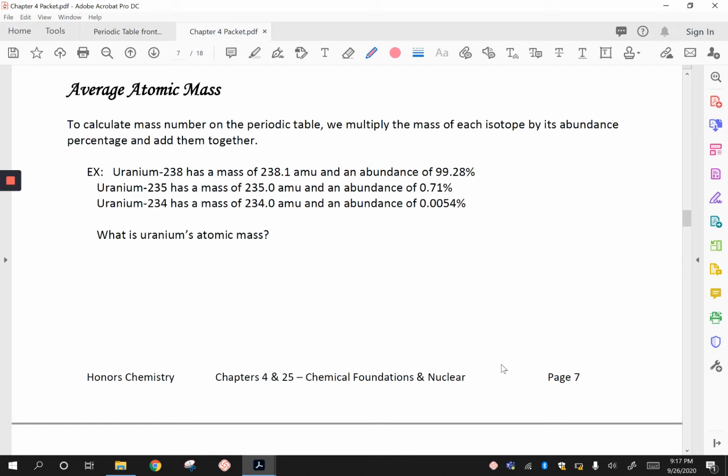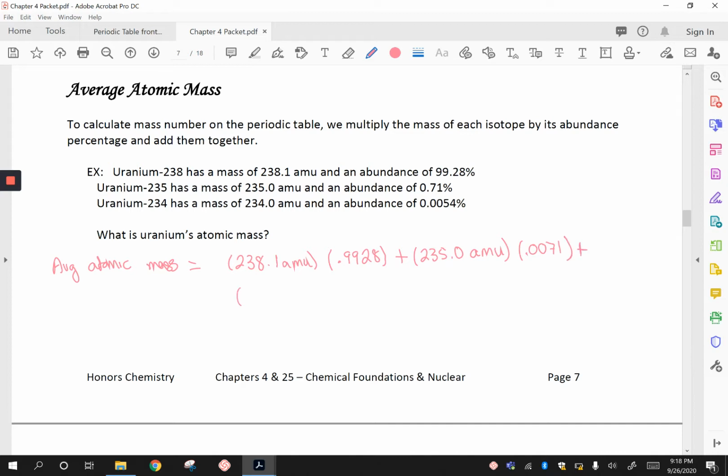We want to know what is the average atomic mass of uranium, like the number that actually goes on the periodic table. So here's what we do. We add up the mass of each of the isotopes multiplied by its abundance. So we start with the first isotope. Average atomic mass equals the mass of the first isotope, 238.1 AMU, multiplied by its abundance. Now, if you remember, when you multiply by the percentage, you change that typically to a decimal, so you divide by 100. So 99.28% would be 0.9928. Plus, the next isotope is 235.0 AMUs. Its abundance is 0.71%, so that means 0.0071.